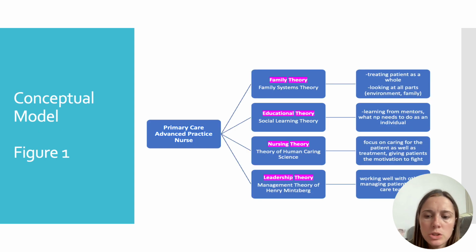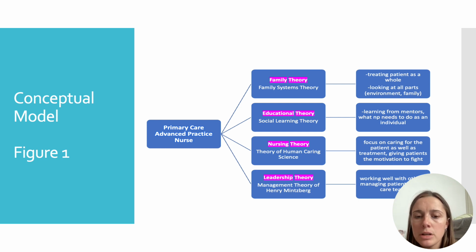And then here, last but not least, we'll go over the conceptual model, how it kind of just brings everything together. So here I just had all 4 theories, and how I applied them as a primary care advanced practice nurse. So I have the family systems theory. We're going to treat the patient as a whole. We're going to look at all parts of the patient, and that includes the environment and the family.